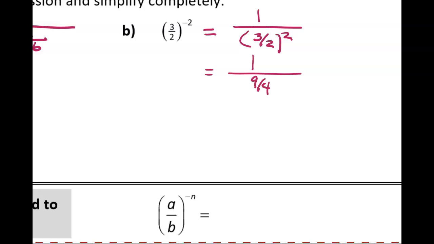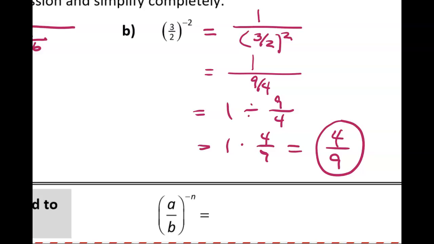Let's take a look at another, similar example. This should be 1 over 3/2 raised to the positive 2 power. And so that's going to be 1 over 3/2 times 3/2, which would be 9/4. And that's 1 divided by 9/4, which is 1 times 4/9, or 4/9.